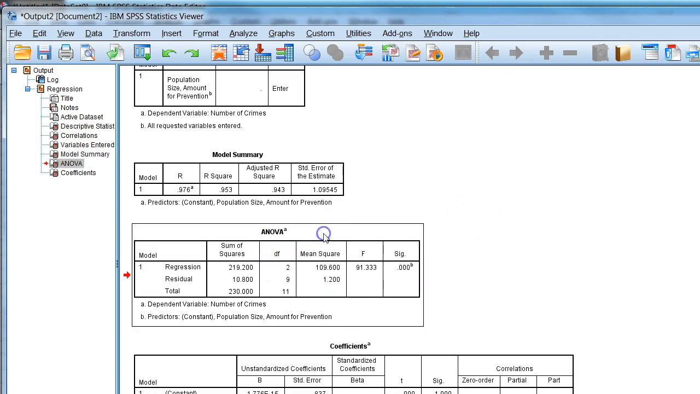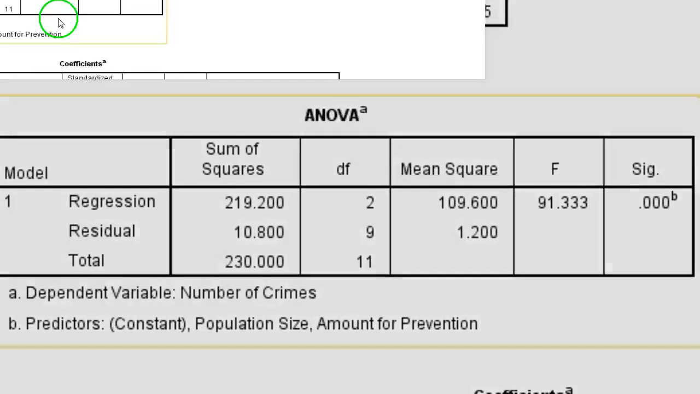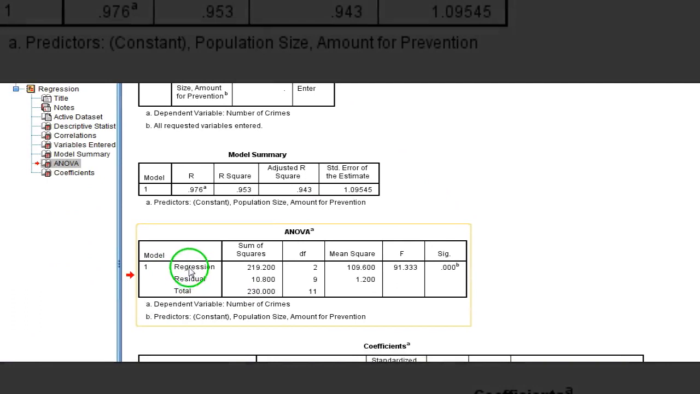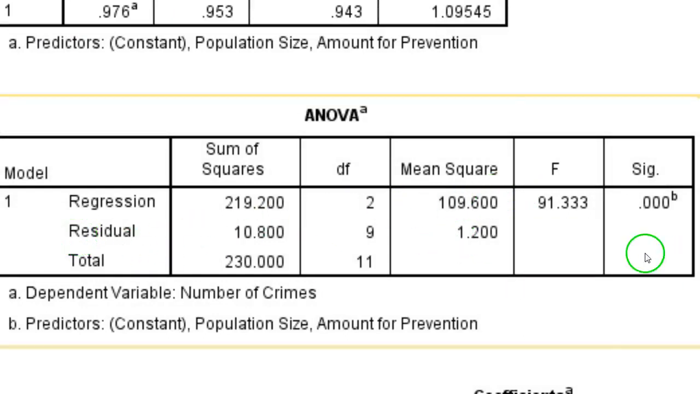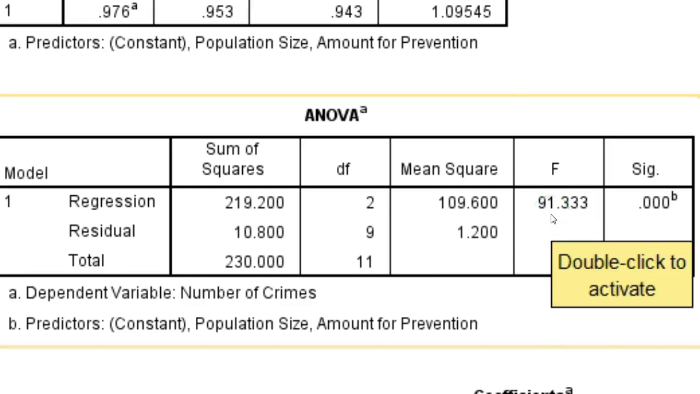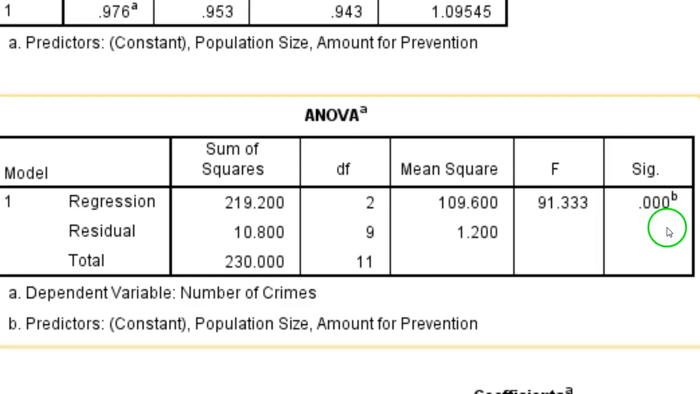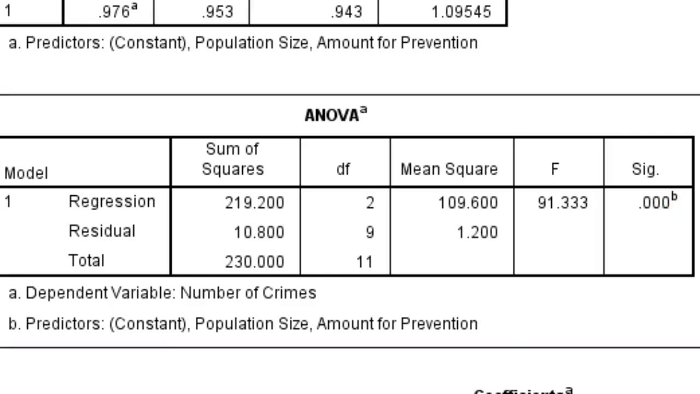And so when we look at our ANOVA results, we see the ANOVA is broken down into the sum of squares, and ultimately what we're doing is taking a ratio of the regression mean square and dividing it by the residual mean square. And we get a huge F ratio, 91.333, and it is statistically significant.